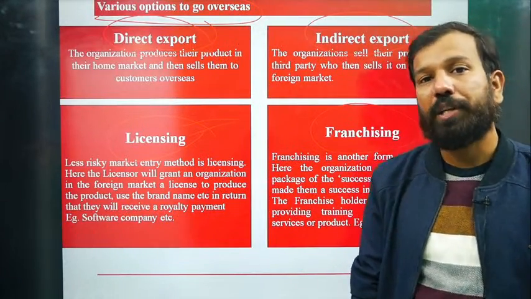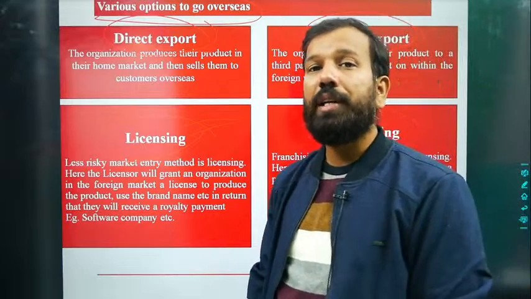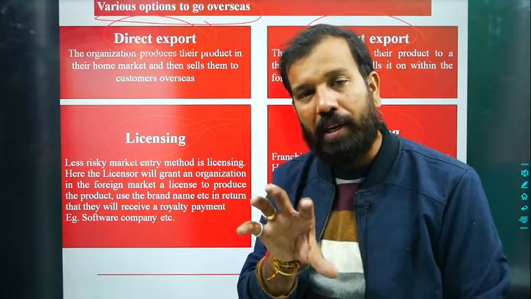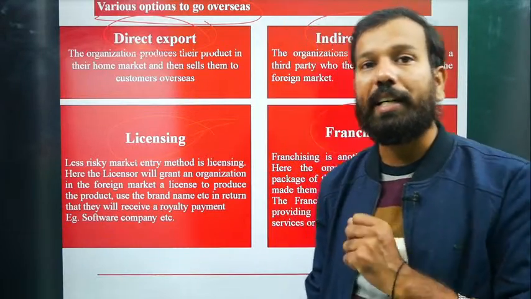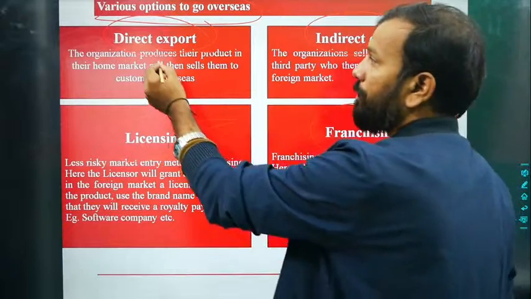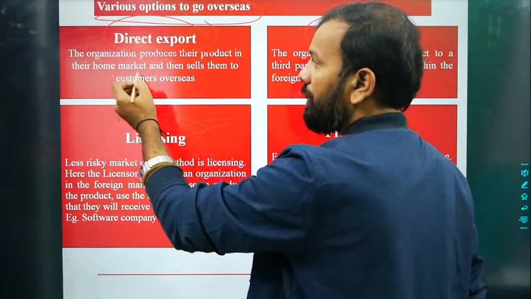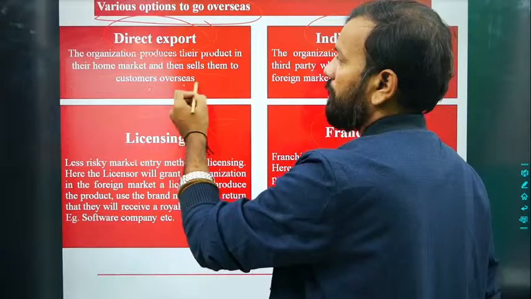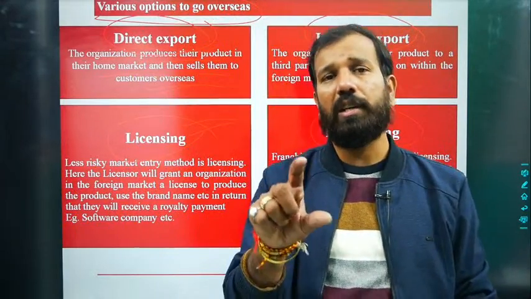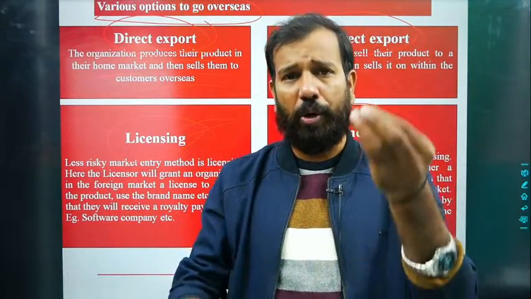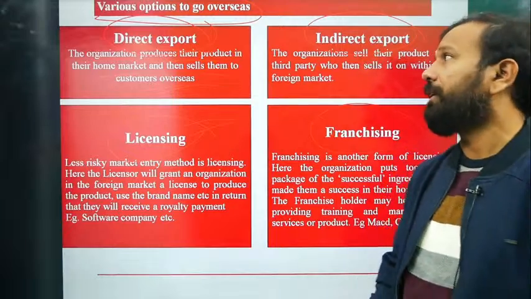Firstly, we have direct exporting. What is direct exporting? Suppose you are manufacturing a product in India and directly exporting it to China. That is called direct exporting. It means the organization produces its product in its home country and then sells it to customers overseas. Simple. The home country is where the company belongs, and the host country is where you want to sell your product. So you are producing certain products in your country and directly exporting to a different market. It's called direct exporting.